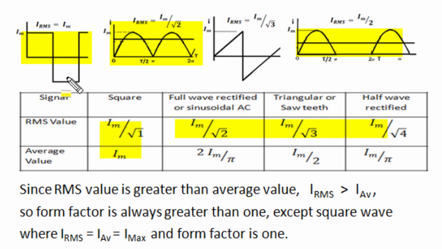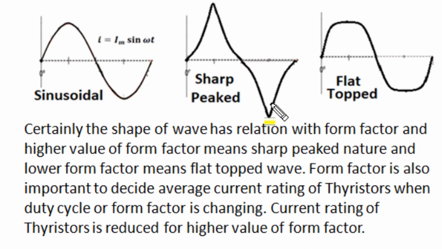So its form factor is 1. So this is the least value of form factor for square wave, which is 1. But for all other waves, since RMS value is higher than average value, form factor is always greater than 1. Certainly, the shape of periodic wave has a relation with form factor.